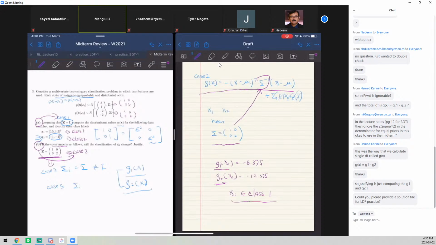Sure. I will ask the prof why they didn't make you guys see the solution. But I will also go over the solution for the LDF later.